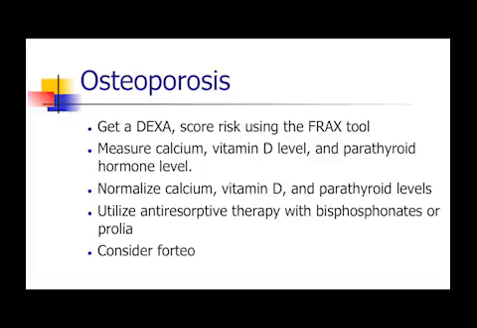So when we think about looking at osteoporosis, we want to get a DEXA scan. We want to score their risk for an osteoporotic fracture using the computerized FRAX tool. You can download this to your computer from multiple app stores. We want to measure calcium, vitamin D, and parathyroid hormone levels. And we want to normalize the calcium, vitamin D, and the parathyroid hormone levels. And then we want to use anti-resorptive therapy, in addition to the calcium and vitamin D, with bisphosphonates or a breakthrough product called Prolia. We also want to consider Forteo, which is an anabolic agent.